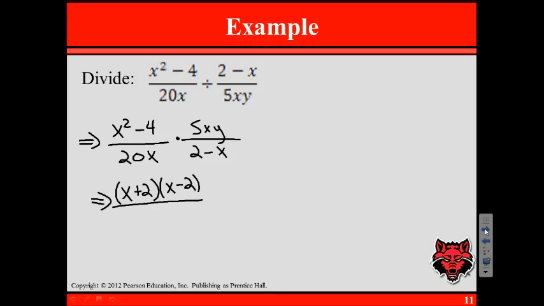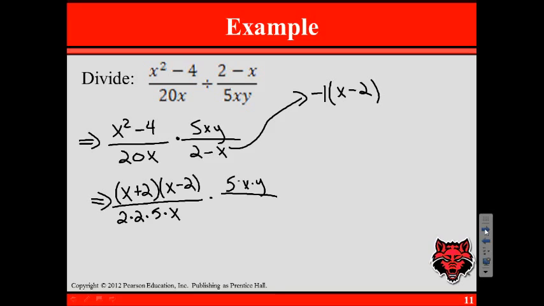The prime factorization of 20 is 2 times 2 times 5. That would be times x because it's 20x. Times 5xy is just 5 times x times y, all over 2 minus x. Now remember, in the last section, we had a trick. If we wanted 2 minus x to look like x minus 2, they only differed by a negative sign, so we could factor out a negative 1 and reverse the order of our subtraction. We're going to do that here: negative 1 times x minus 2.